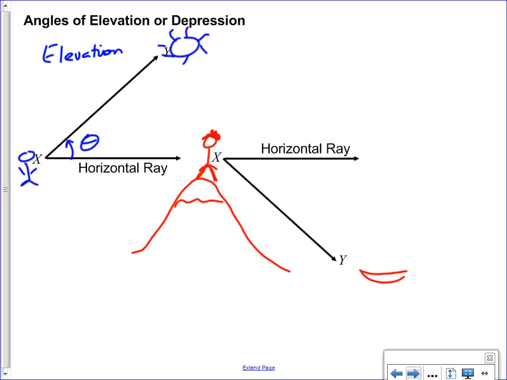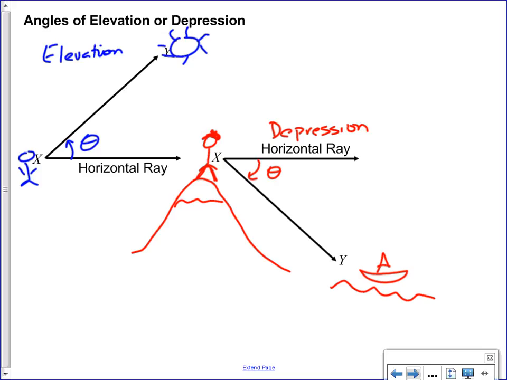at a sailboat on the water. If she has to look down at that sailboat, that downward angle is called depression. Repeat after me: angle of depression. Looking down at something, you have a horizontal line.